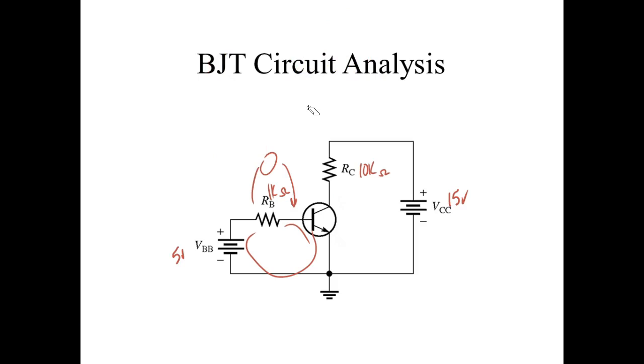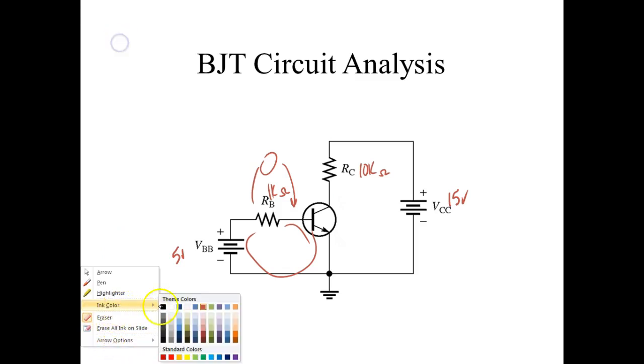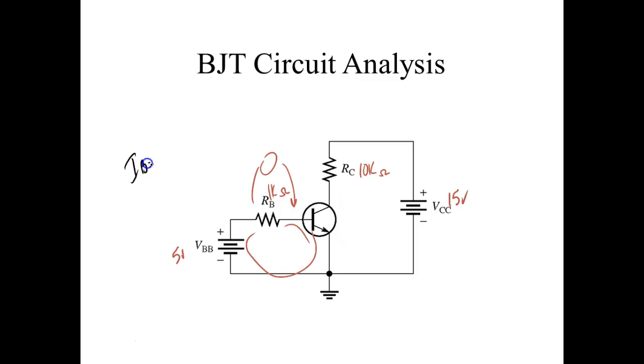I know the voltage drop across the resistor. I know the size of the resistor. What can I calculate? Current. Good. So I'd come up here and I'd say IB. That's what we call the base current, right? So IB would be equal to 4.3 divided by 1K, so it's going to be equal to 4.3 milliamps. Okay, what do I need to know now?